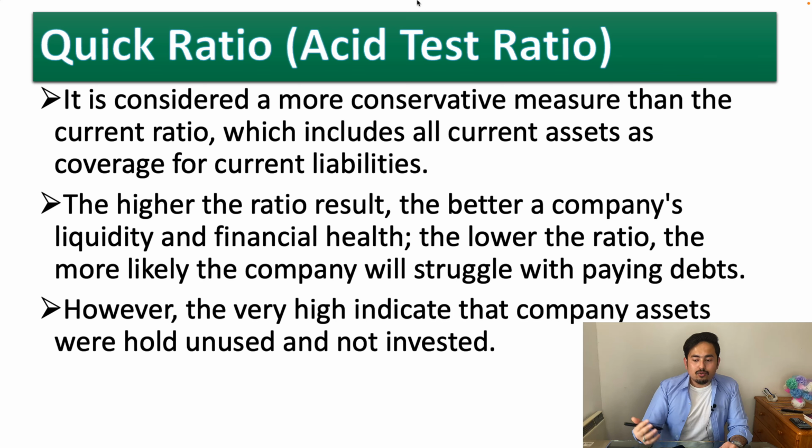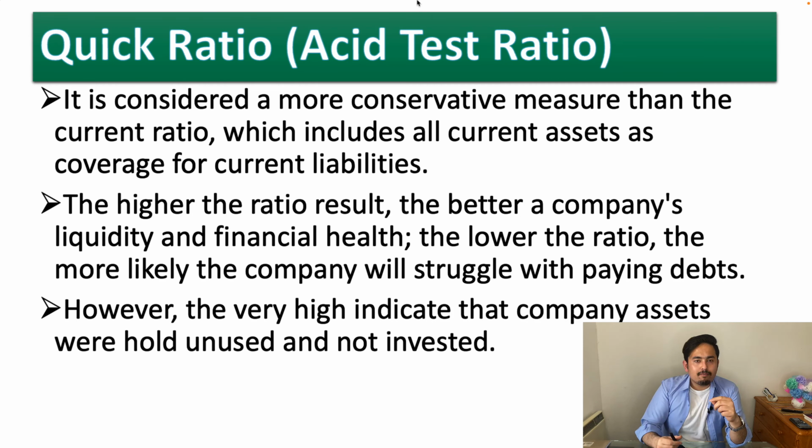The higher the ratio result, the better a company's liquidity and financial health. The lower the ratio, the more likely the company will struggle with paying its debt. What does it mean? Suppose the result of your calculation, the ratio, reaches 1, it means that they have $1 to pay $1 of debt. If it's higher, if it reaches 2, it means the company has $2 to pay each $1 of short-term obligations.